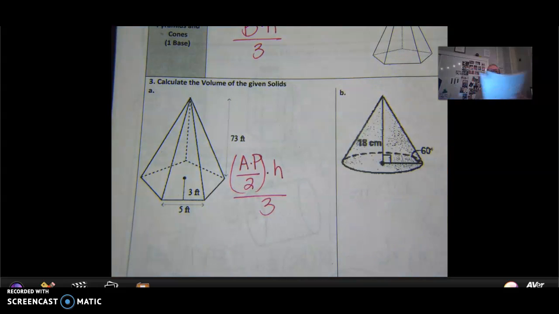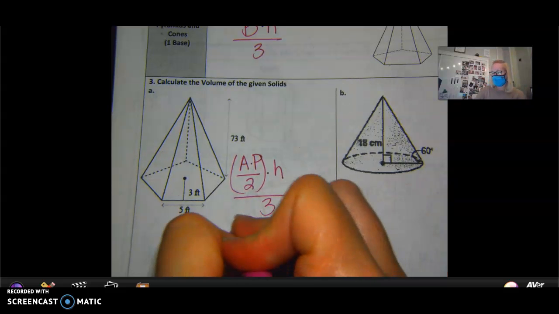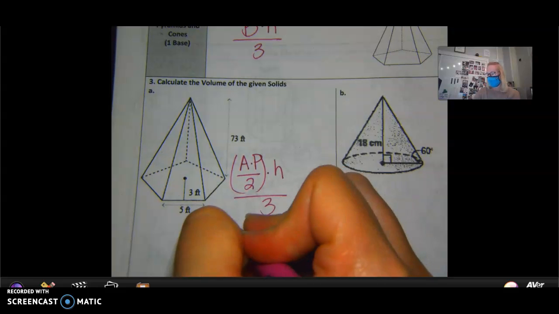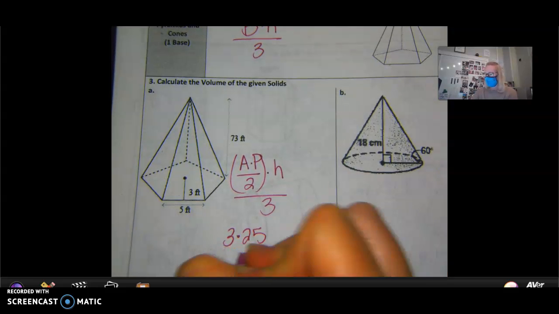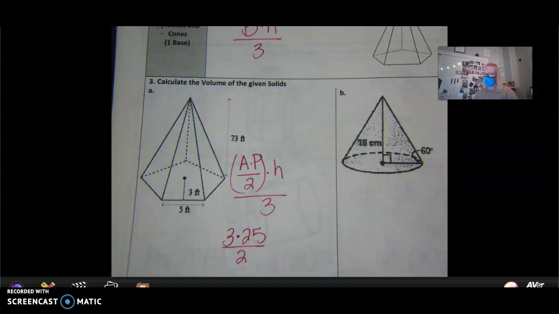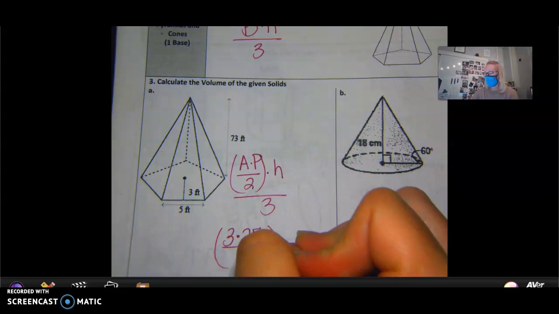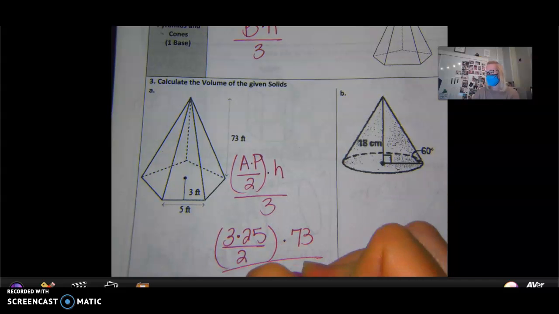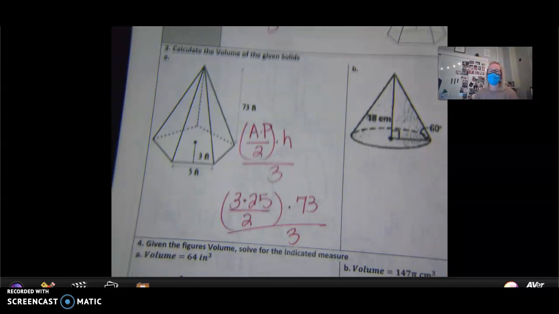So, what is your apothem here? Your apothem is 3. What is your perimeter on this guy? Yep, because it's a regular polygon. You're going to divide that by 2. You're going to multiply that by its height. What's the height of the figure? And then that whole thing is going to be divided by 3, right?